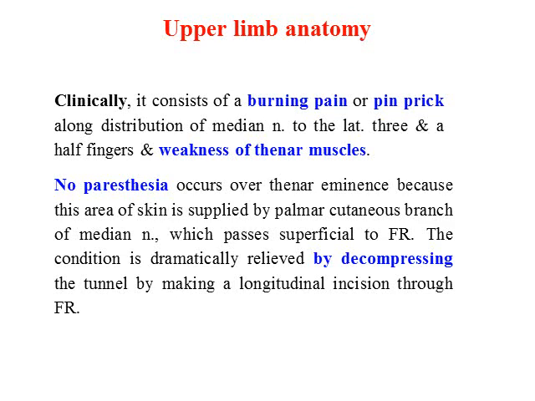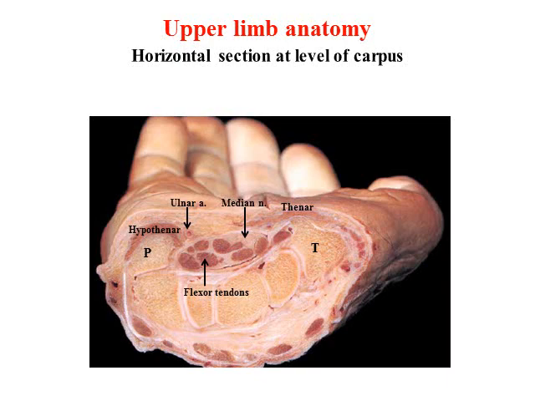The condition is dramatically relieved by decompressing the tunnel by making a longitudinal incision through the flexor retinaculum. Horizontal section at the level of the carpus, showing the thenar muscles and hypothenar muscles and the flexor retinaculum and long flexor tendons of the fingers with the median nerve packed in the carpal tunnel, trapezium and pisiform bone of the carpus.